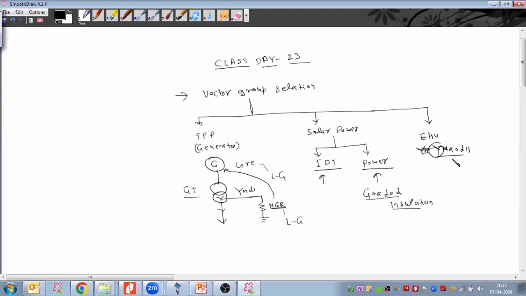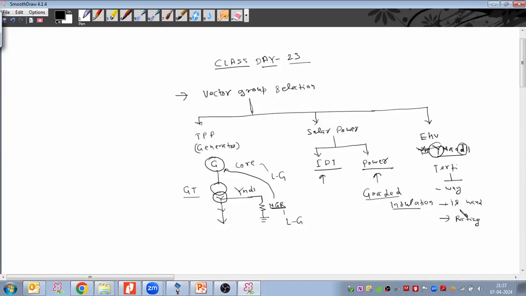And in order to add the advantage of the delta, we are putting the tertiary winding into delta connection. About the tertiary winding, we also discussed why we use it, whether it is mandatory, and what could be the rating of this tertiary winding. This is the study we have discussed.